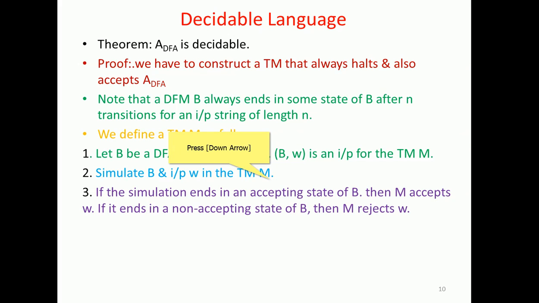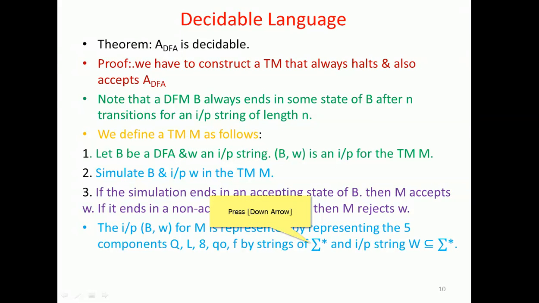If a simulation ends in an accepting state of B, that is, the machine B is accepting, then M accepts W. Of course, it reaches the final state and so it will definitely accept that string W. If it ends in a non-accepting state of B, then M rejects W. So it is either one or the other: if the simulation ends in an accepting state of B, it accepts W; if not, it rejects. That is the philosophy we want to assert here.